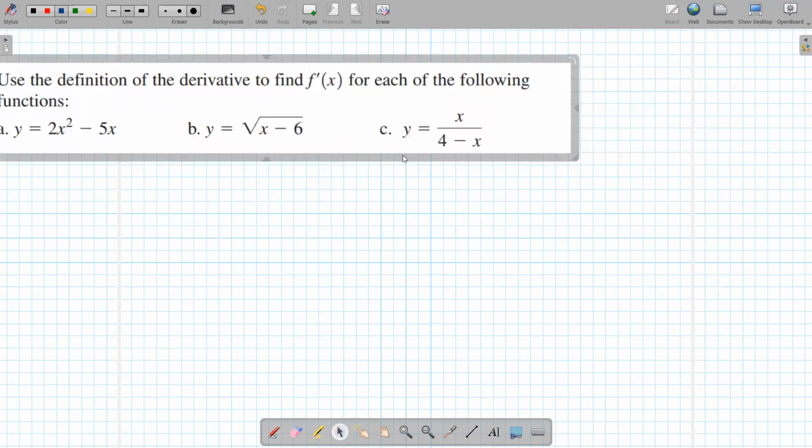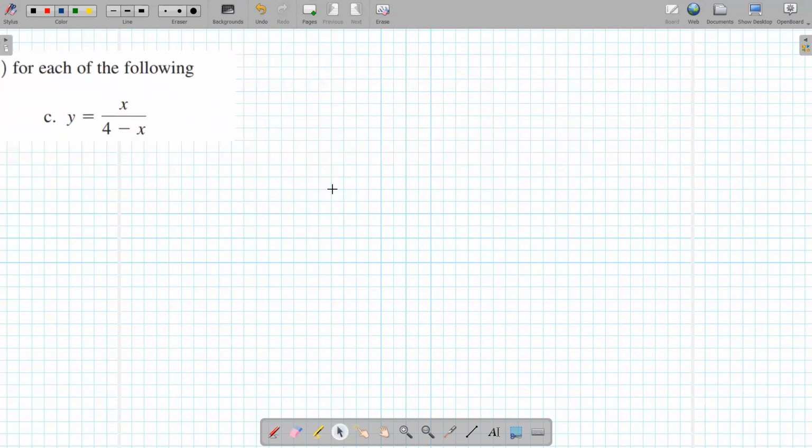Bear with me. This one's going to be pretty interesting. So let's say f of x is x over 4 minus x. What is f of x plus h?